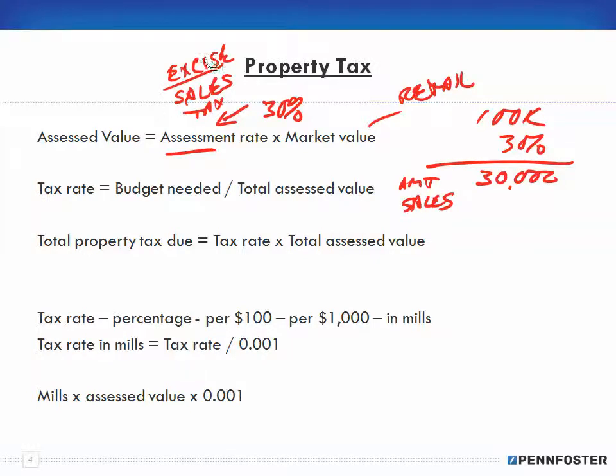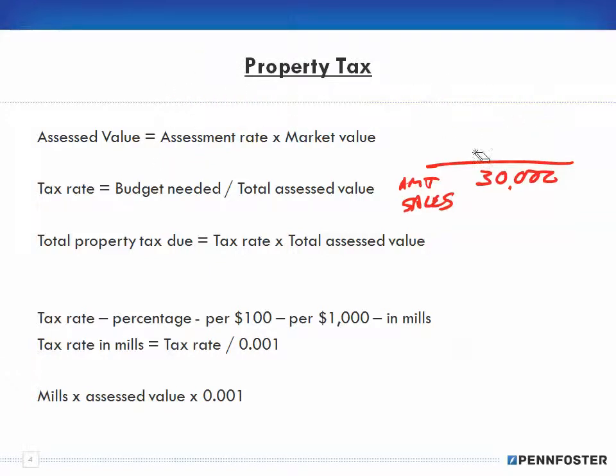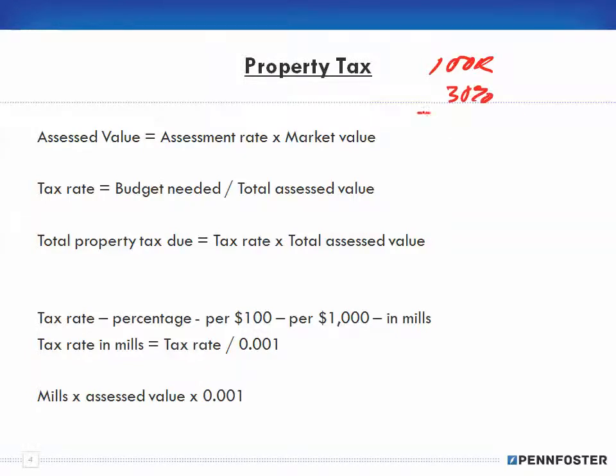Every field of study or industry has its own language, but the underlying concept is basically the same. You have a market value of $100,000. I take out my assessment rate, or quote unquote my tax, and that's my tax amount, my assessed value right there. It's the same idea.